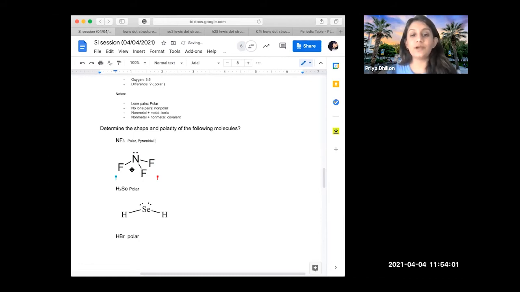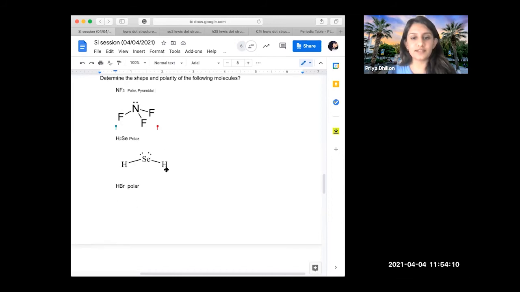So this one would be pyramidal, and this shape looks perfect the way it is. And then since we have a lone pair, it's going to be polar. So that's good. And if you do have any questions that come up while I'm explaining something, please put that in the chat. And then this one, since Se has these lone pairs, it's going to be polar, but the shape of it is bent. As you can see right here, there is a bend because of these two lone pairs that we have.